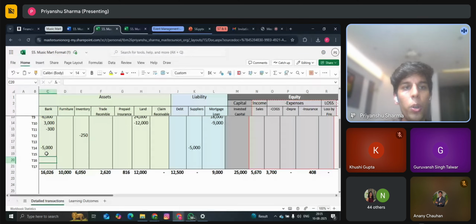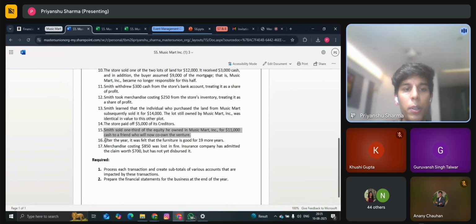Makes sense. Cool. Yeah. I'll move to transaction number 16. After the year, it was felt that the furniture is good for 19 more years. Okay.